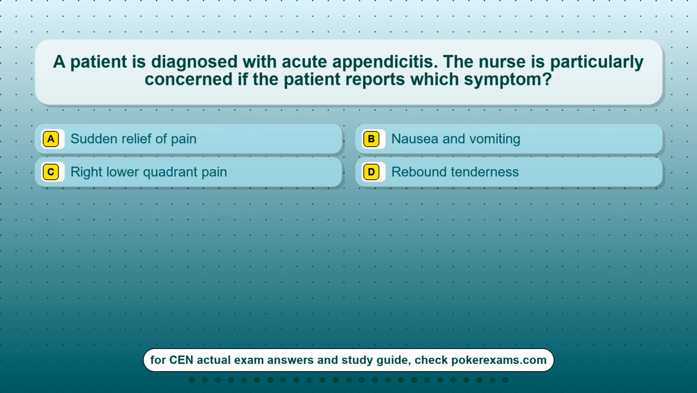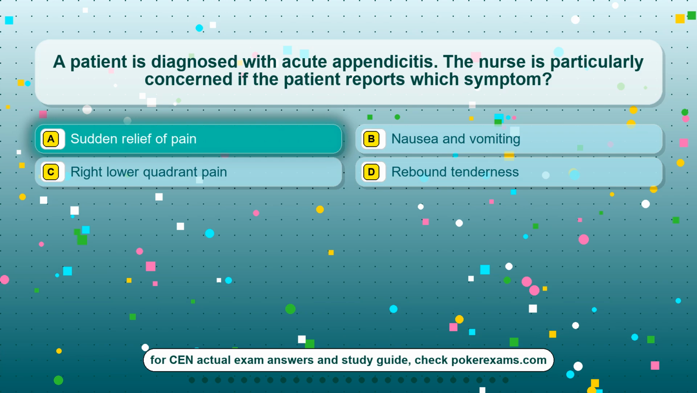Question 25. A patient is diagnosed with acute appendicitis. The nurse is particularly concerned if the patient reports which symptom? Option A, sudden relief of pain. Option B, nausea and vomiting. Option C, right lower quadrant pain. Option D, rebound tenderness.